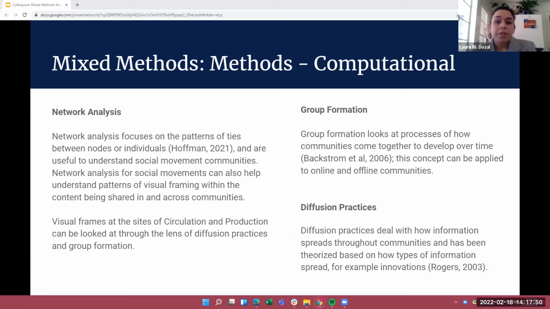Particularly, group formation looks at processes of how communities come together to develop over time, and can be applied to online and offline communities. And diffusion practices deal with how information spreads throughout communities, and has also been theorized on how types of information spread. An example is innovation.